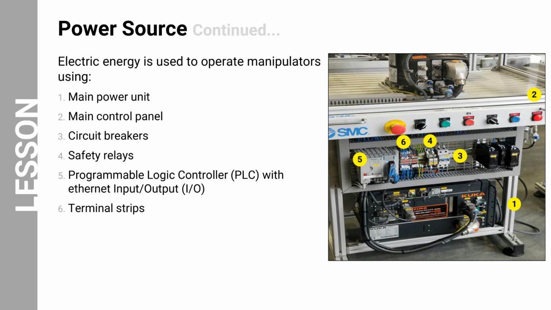Let's discuss how electric energy powers the robots. Typically, 6 main components constitute the robot's power unit. First is the main power unit, which converts AC power to either a different form of AC power or DC power. This unit receives power from the wall or floor and transforms it into a usable format for the system.